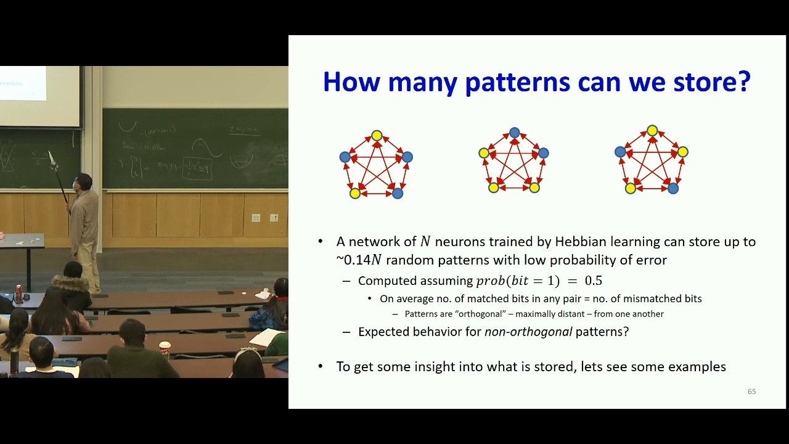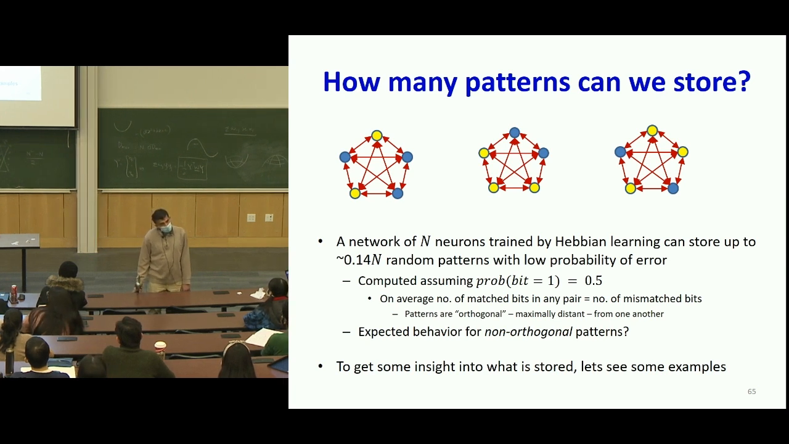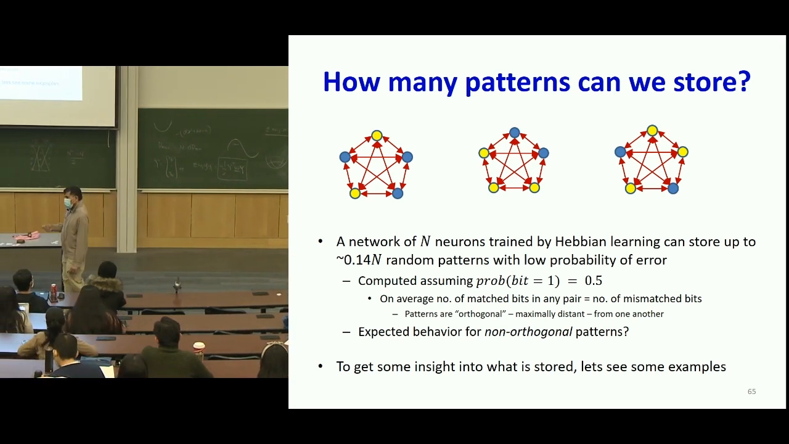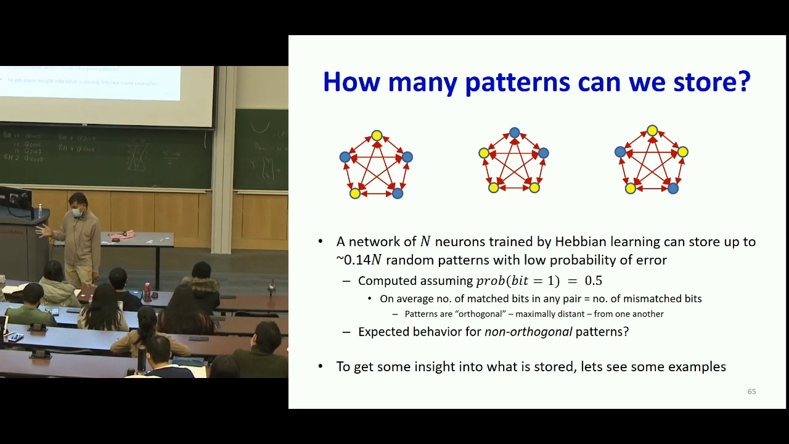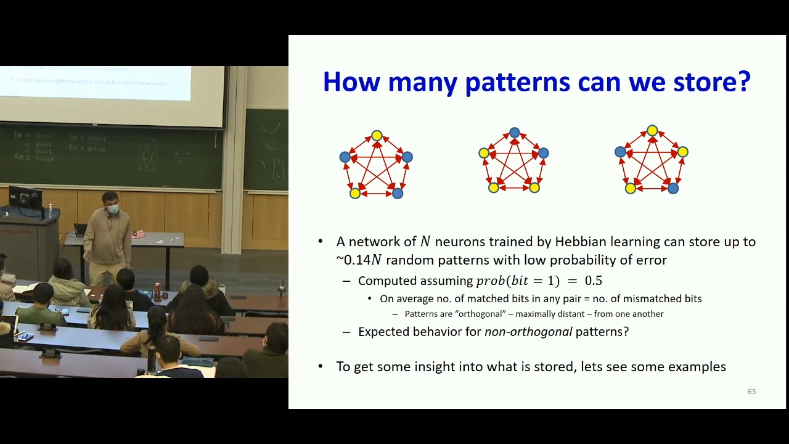So when I say the patterns are random, it means that on average, if I take any two patterns, the number of bits in which the two patterns match will be the same as the number of bits in which the two patterns don't match, right? So if I have two patterns where the number of matching bits is exactly the same as the number of non-matching bits, then the two patterns are said to be orthogonal.